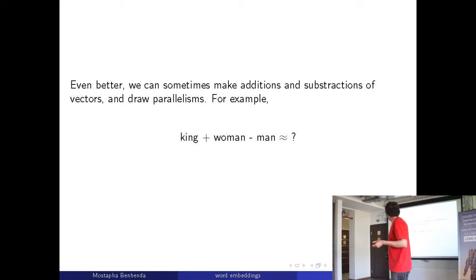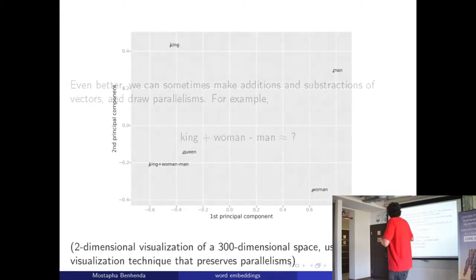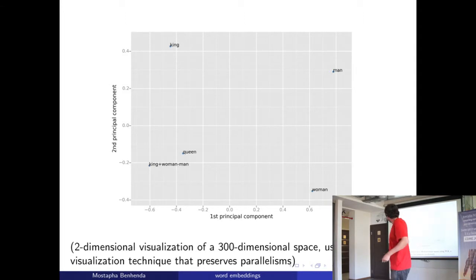Another good thing about word vector representation is that you have parallelism. For example, if you have king plus woman minus man, you expect to get a queen. I don't know if the picture is clear for everyone. Maybe it's too small. So you have here king, man, woman, and here you have queen. And you have that king plus woman minus man is near queen. And so it means that your vector representation respects analogies and parallelism between concepts.